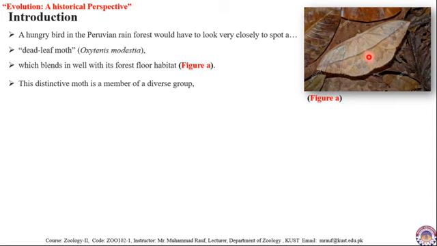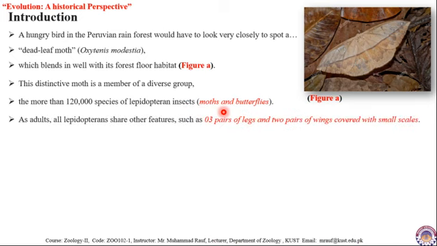This is just one example of the class Lepidoptera. It is a large class of organisms comprising 120,000 species, and the predominant forms are moths and butterflies. All of these 120,000 species share some common features. They have 3 pairs of legs, 2 pairs of wings, and they are covered with small scales.